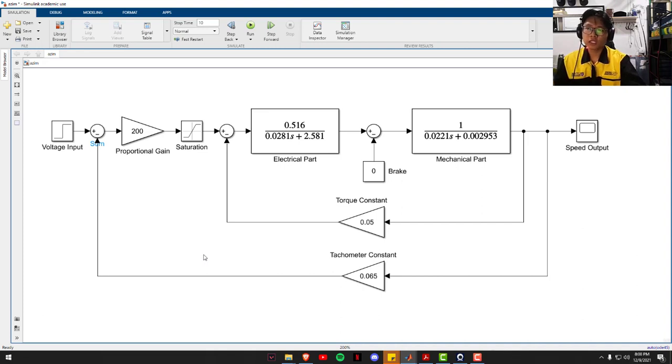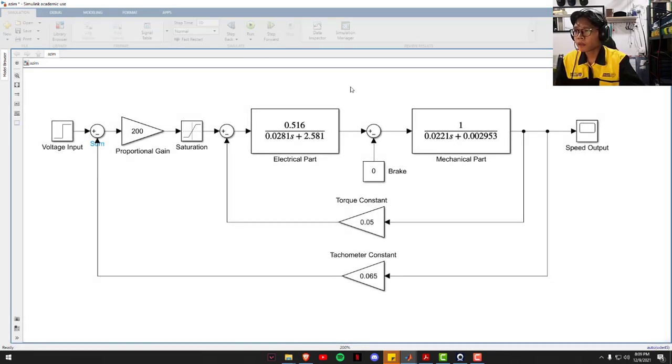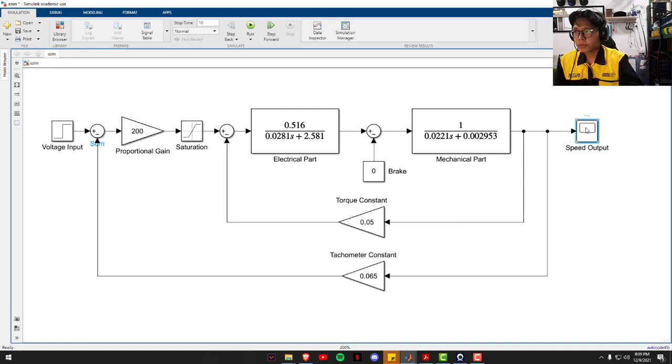For this activity, we are required to determine the speed output for this DC motor when we vary the brake scale from 0 to 21. We have to measure the speed output at time t equal to 10 seconds. For the initial value, we set the brake scale equal to 0, and then we determine the speed output by running the simulation. So I run the first simulation, and then this is the speed output.